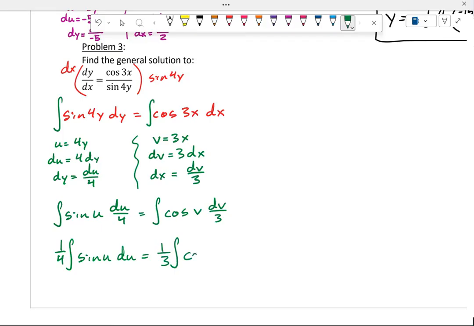All right, ladies and gentlemen, how are we doing getting up to the point that I am at? So we have multiplied sine 4y on both sides, dx on both sides, got the separation. Integrating both sides requires that u substitution. So I have u equal to 4y. Eventually dy equal to du over 4. V is 3x. So dv equals 3 dx, and dx equals dv over 3. So eventually we'll have that 1/4 outside the sine of u, 1/3 out with the cosine of u.